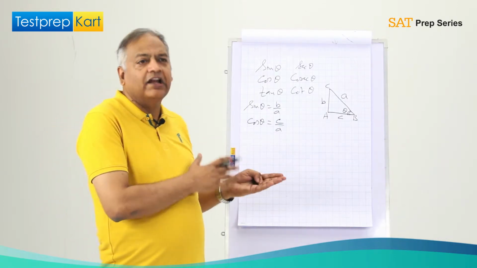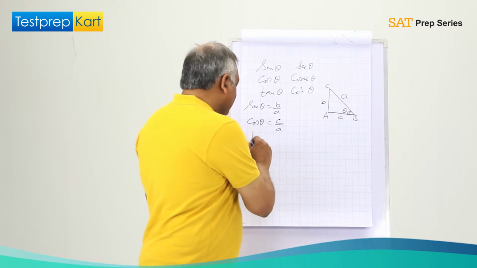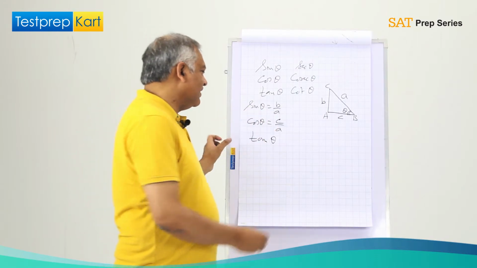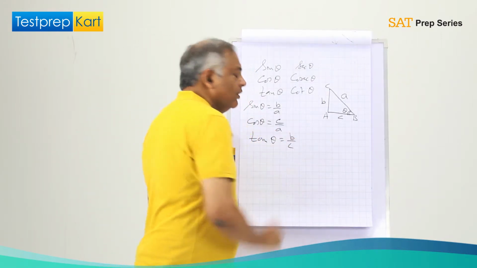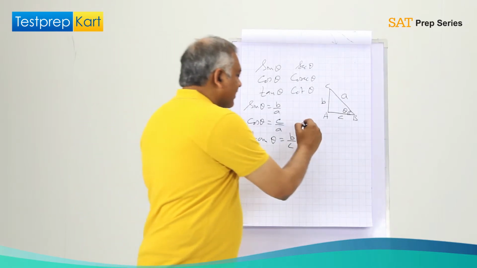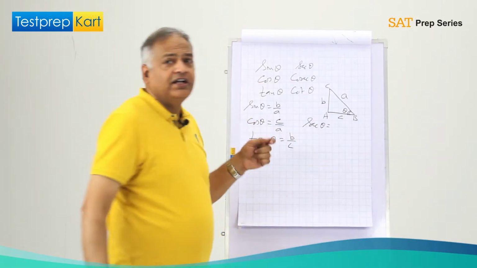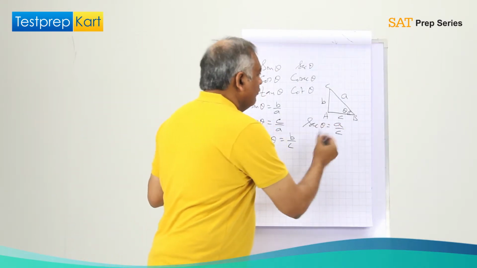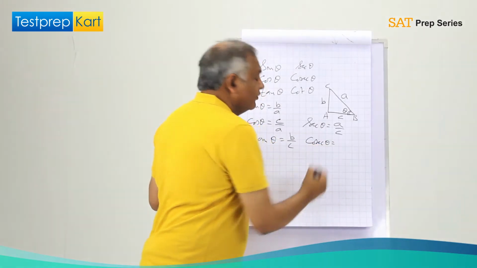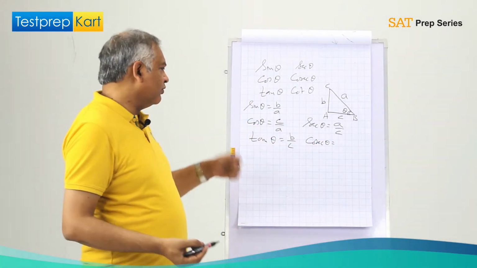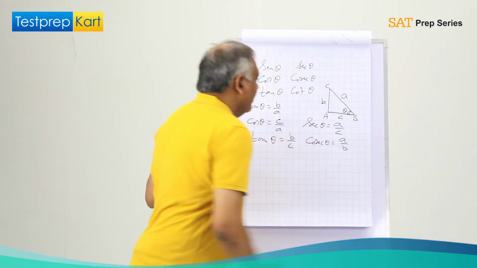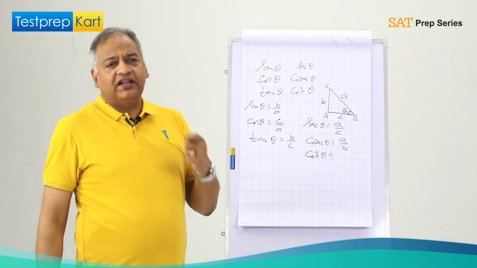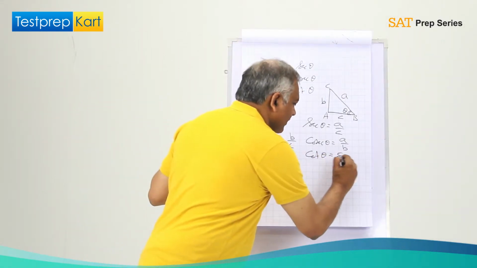Once you find sin theta and cos theta, the other 4 trigonometric functions are basically related to these. For example, tan theta is sin theta divided by cos theta, so if you divide them, your answer will be B by C. Secant theta is 1 by cos theta, which means A by C. Cosec theta is 1 over sin theta, so your answer will be A by B. And finally, cotangent theta is 1 over tangent theta, which is equal to C by B.